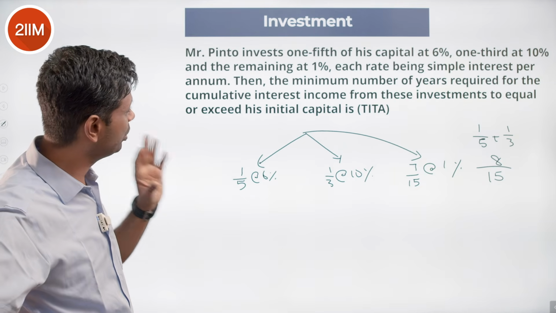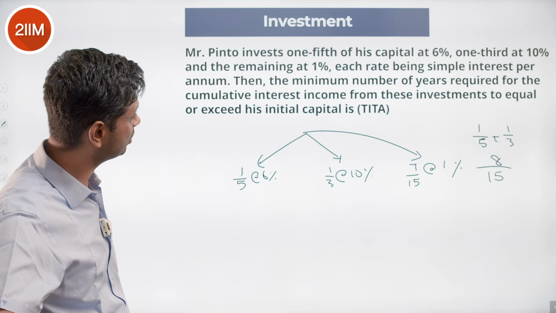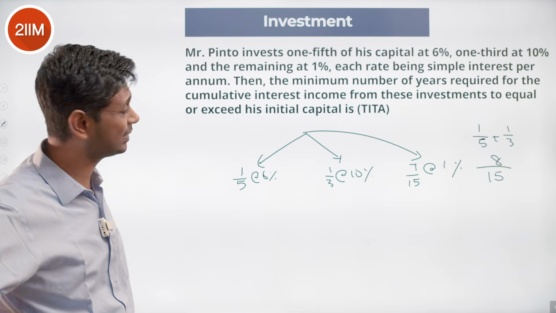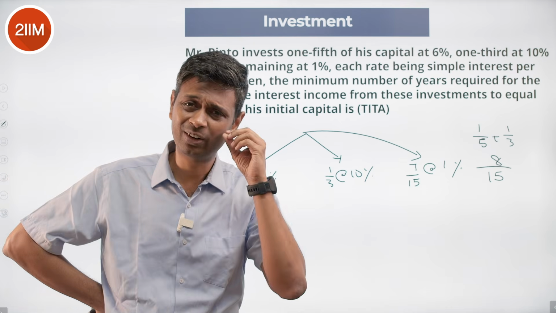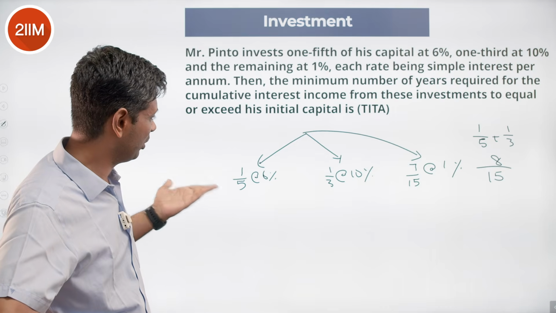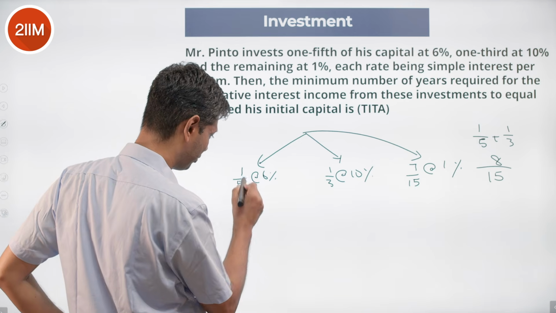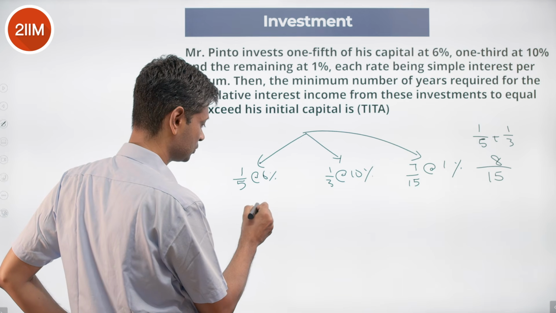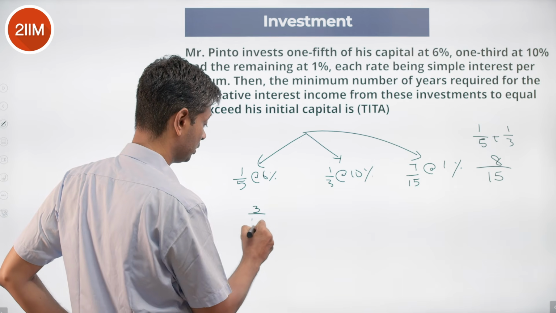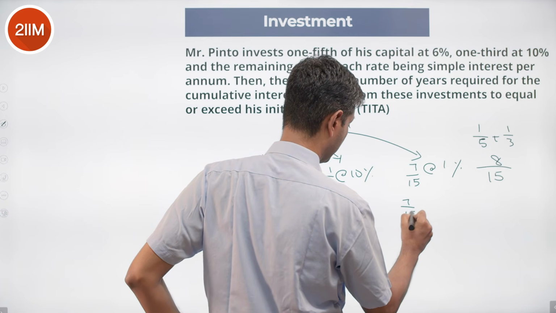Each rate being simple interest per annum, then the minimum number of years required for the cumulative interest income from these investments to equal or exceed this capital. Nice. Find the weighted average interest rate. It's all simple interest. 1 by 3, 1 by 5 and 7 by 15. Find the weighted average rate, or 1 by 5 is 3 by 15, 1 by 3 is 5 by 15, 7 by 15.